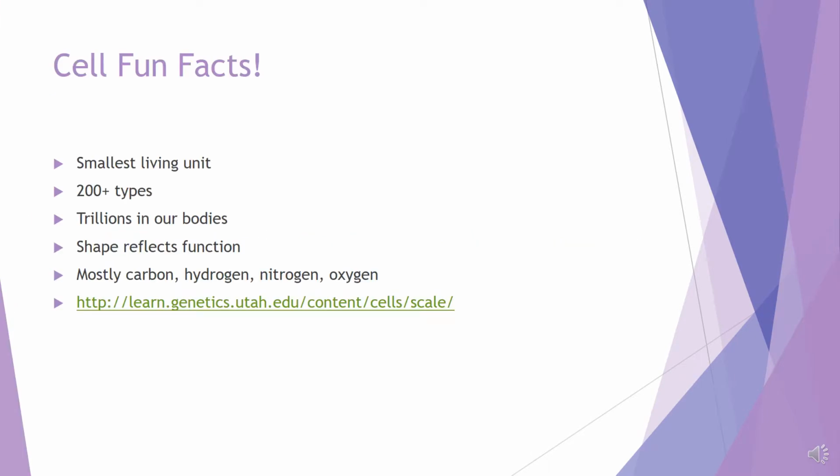All right, a few cell fun facts for you. Cells are the smallest living unit. There are over 200 types of cells. There are trillions in our bodies. The shape reflects its function. We're going to talk more about that whenever we get to tissues, really, or histology in chapter 4. And cells are mostly carbon, hydrogen, nitrogen, and oxygen. And then there's a link here for you that you can click on if you go to your PowerPoints.